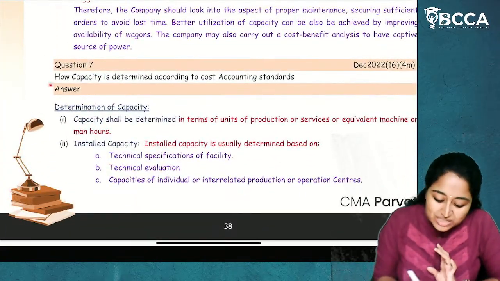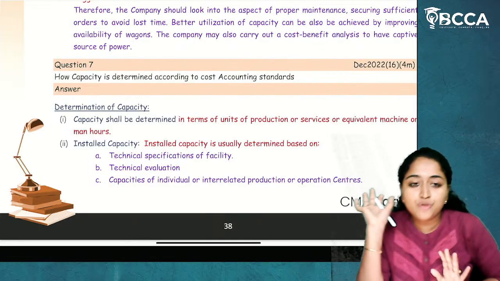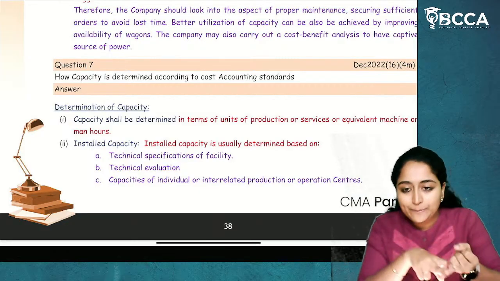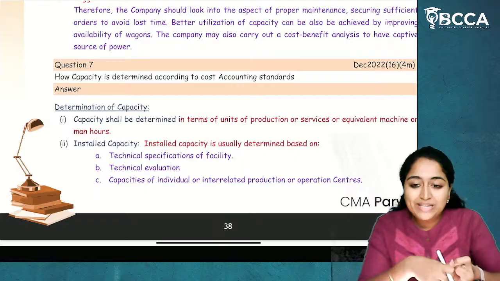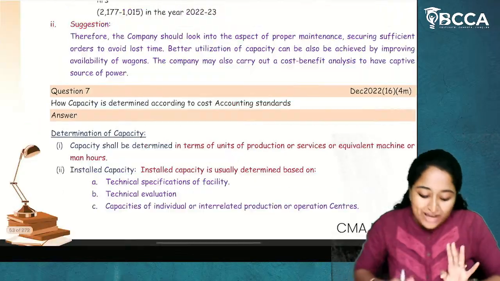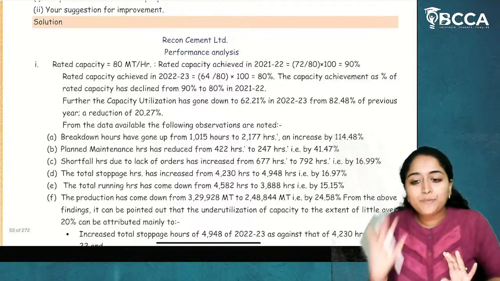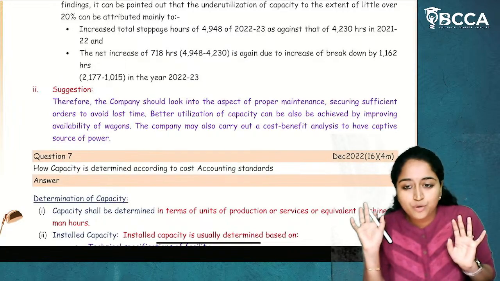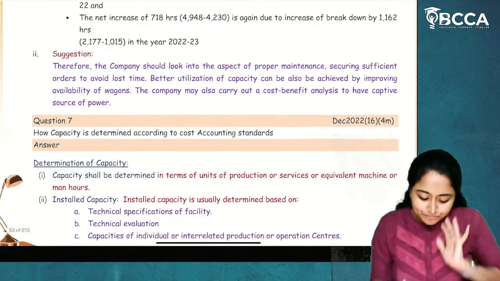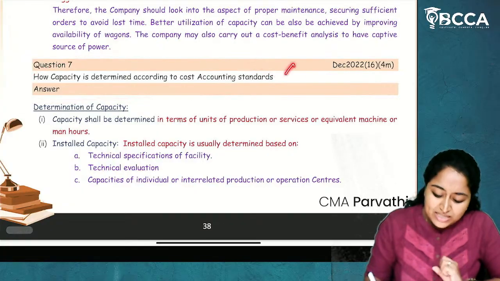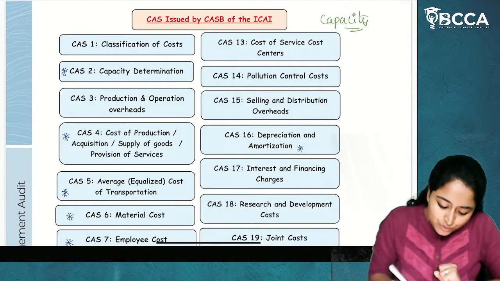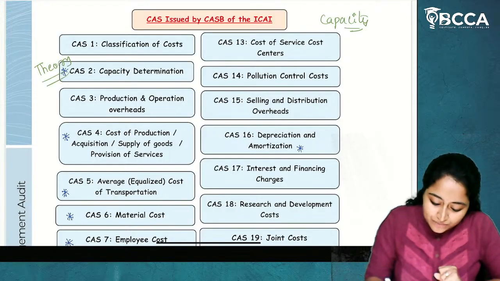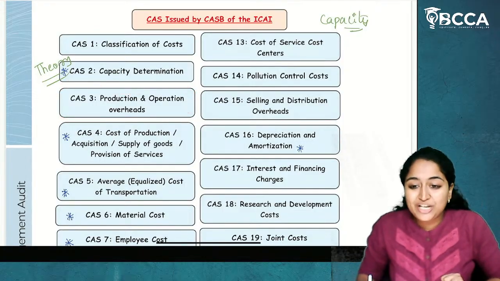See, from CAS 2 a question can be asked on how capacity is determined according to the cost accounting standard. Now, what are the different capacities we have? Regarding that, you have to write it. Installed capacity, normal capacity, actual capacity, achievable capacity. Now we have practical questions. If you have an idea about practical questions, you will easily be able to write this down in your own words. Can you do that? Yes, you can write it in your own words, but remember the keywords. That's it. So this question can be asked from CAS 2. Now, CAS 2 is important for the theory question on capacity. I hope it's clear.